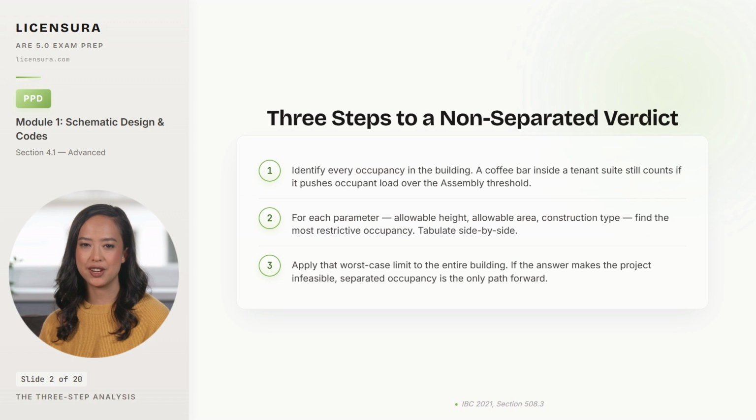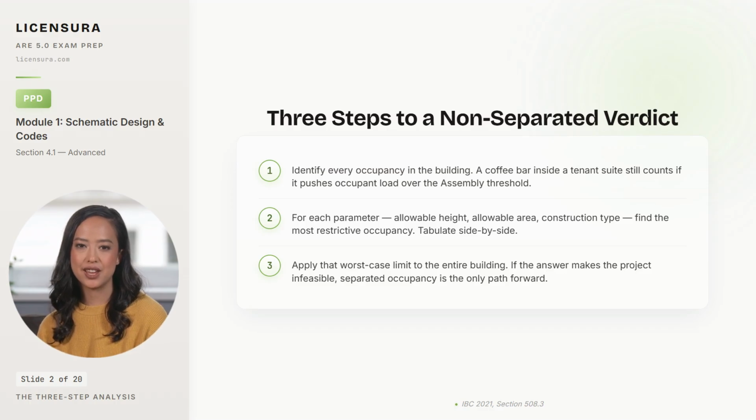Step 2 is the comparison, and it is mechanical. For each parameter the IBC governs, allowable height in feet, allowable height in stories, allowable area, allowable construction type, you find the occupancy with the lowest number and write it down, side by side in a table with columns for each occupancy and rows for each parameter.